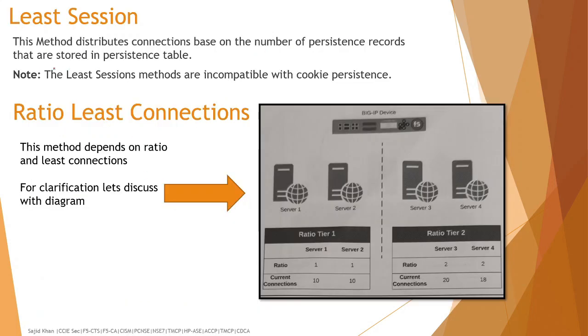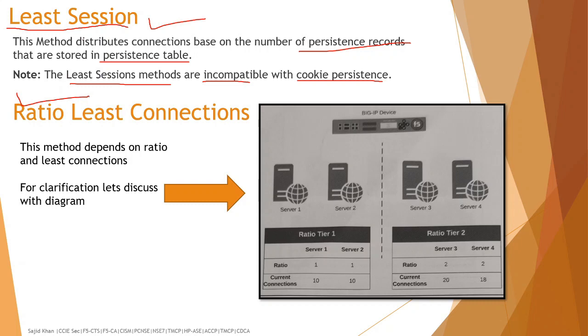So let's discuss least sessions. The least sessions method load balances the traffic based on the persistence records that are stored in a persistence table. This is a very simple load balancing method, and you have to keep in mind that the least sessions method is incompatible with cookie persistence.